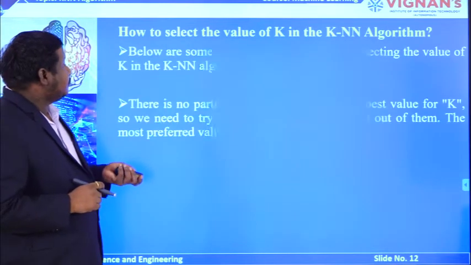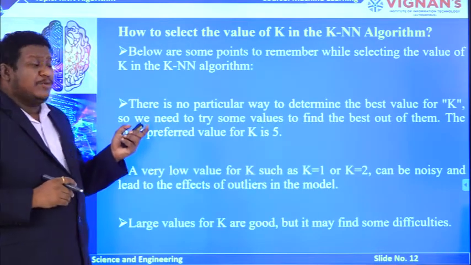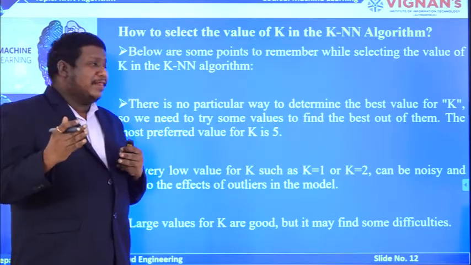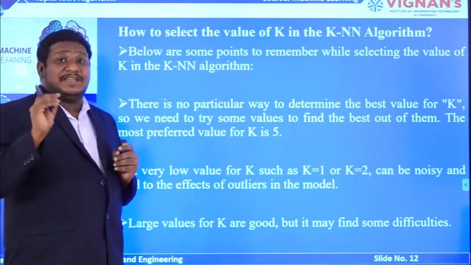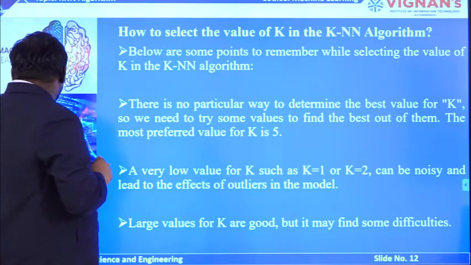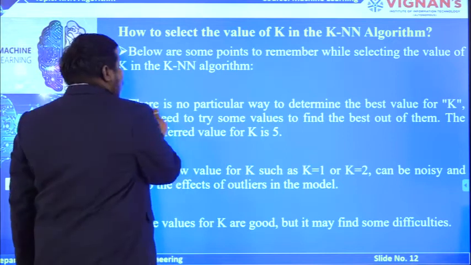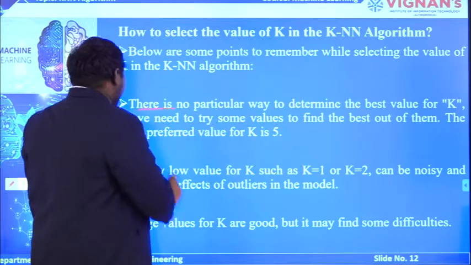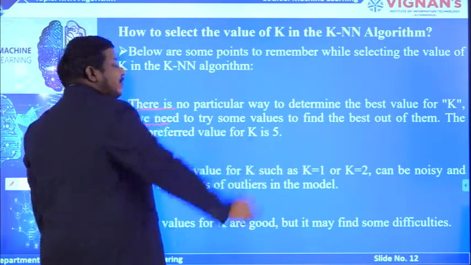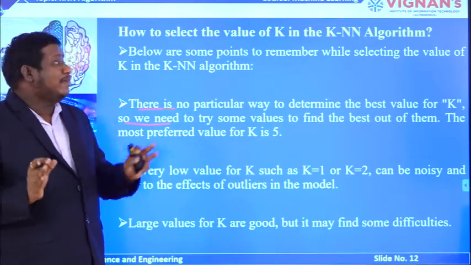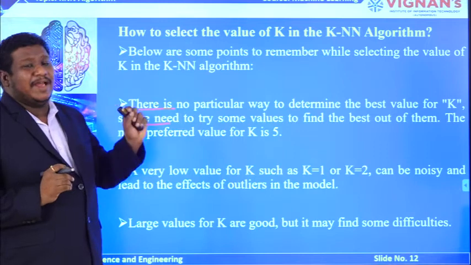So the next question you may have is how we are fixing the k value in the KNN algorithm. How do you need to fix this k value? These are the points we need to follow. There is no particular way to determine the best value for k. So we need to try some values to find the best fit. But in most cases, we take the k value as 5.